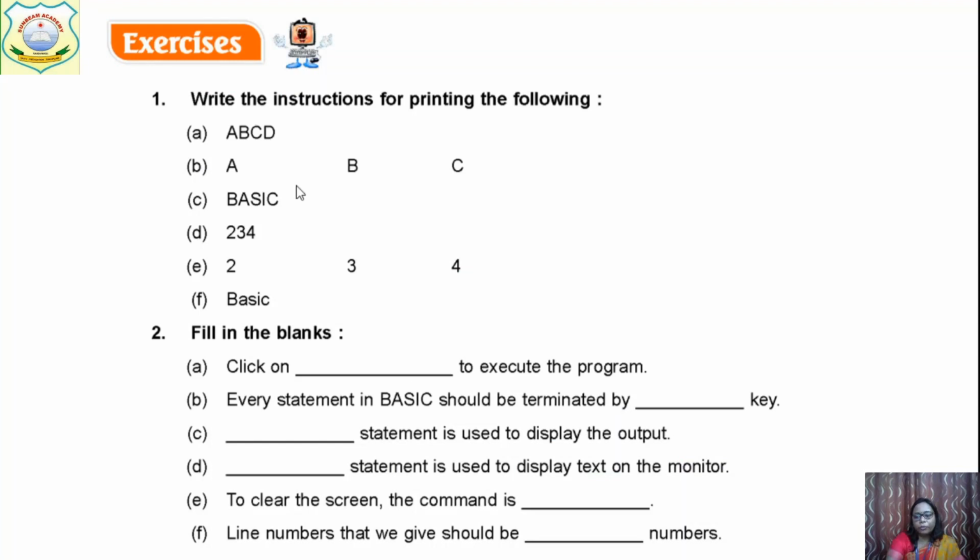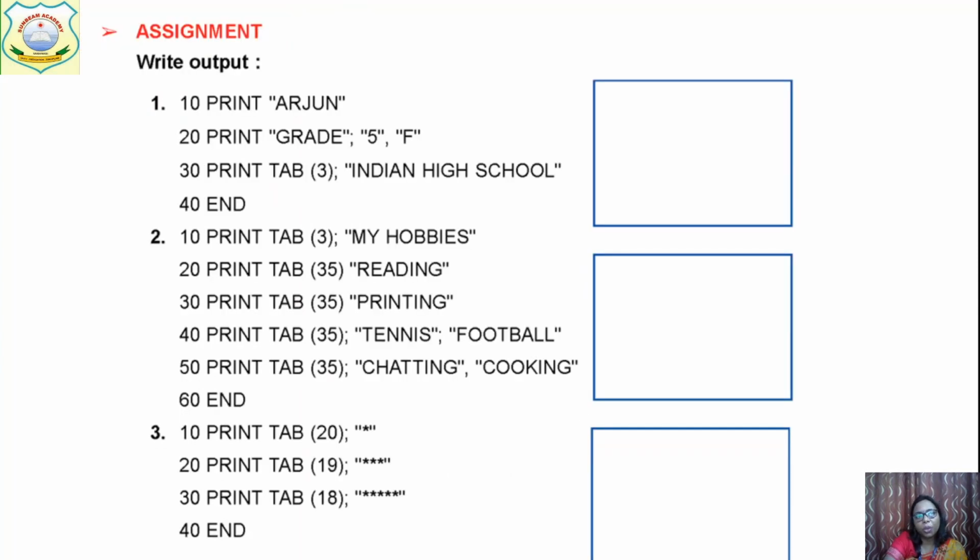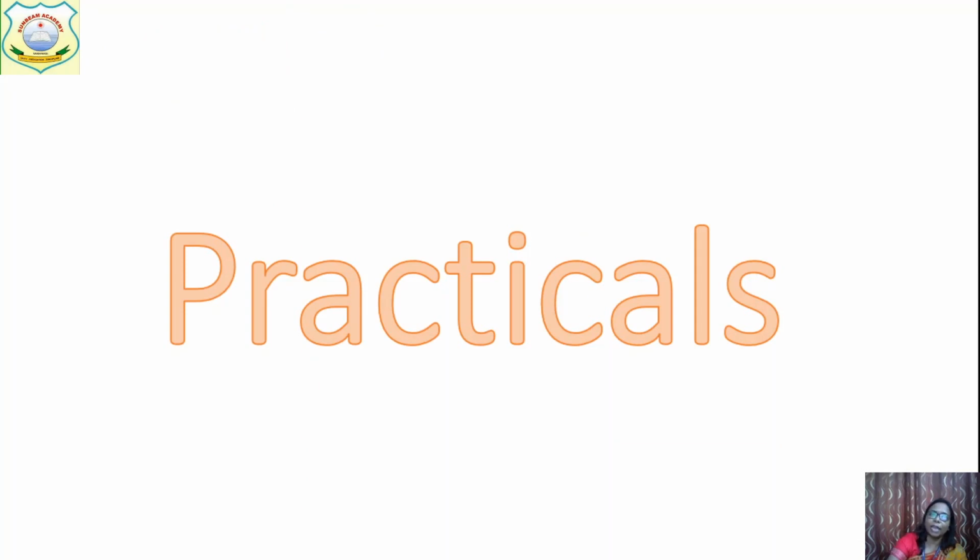So today we will do how to print this statement A B C D. ये कैसे print करेंगे? Here A B C. तो what is here? Here is a gap and then basic, then 2 3 4, and here in E there is a gap and basic. Just think on it, open your book and we will do and check in practical. Okay, this also, and then activity time will identify the error and correct the programs, then assignment. Okay, so let's start our practicals.